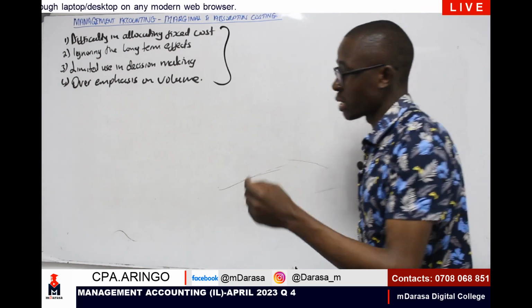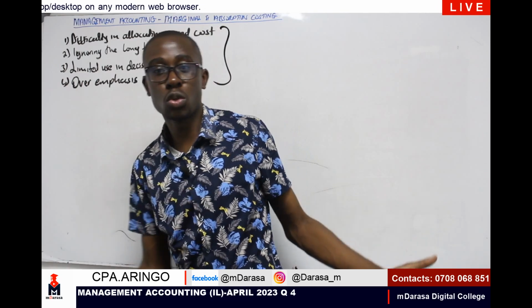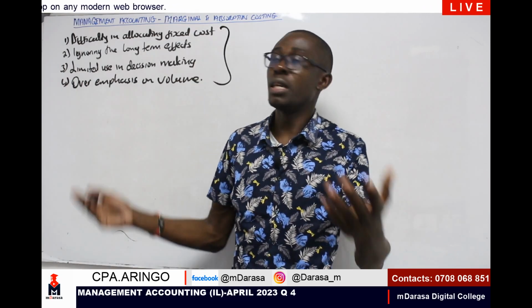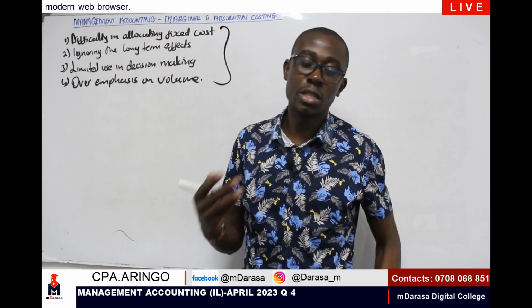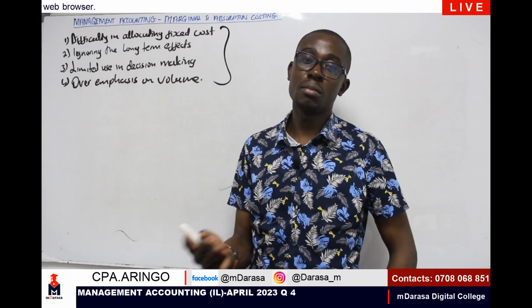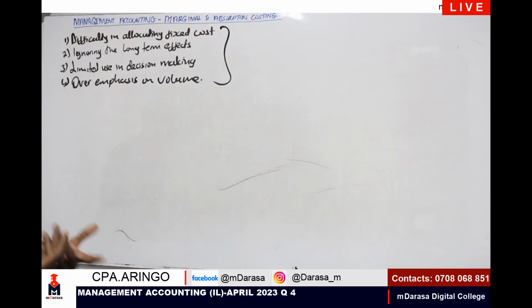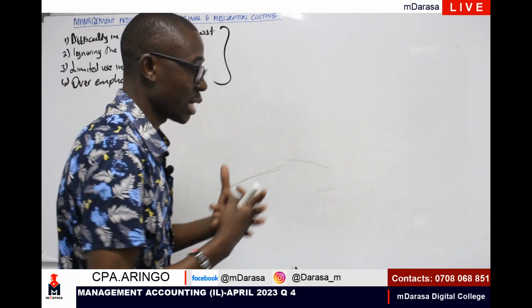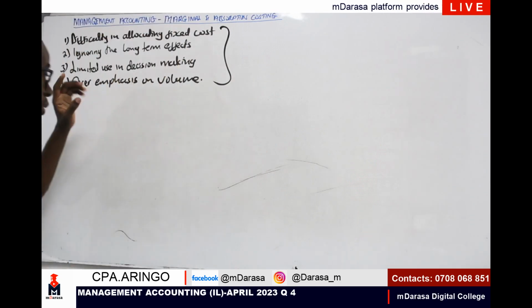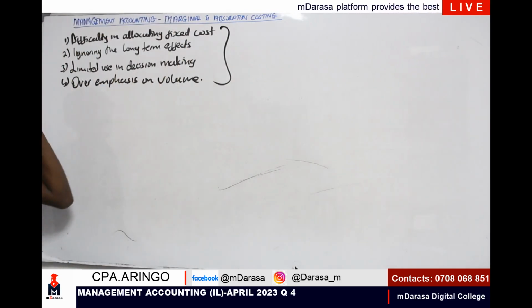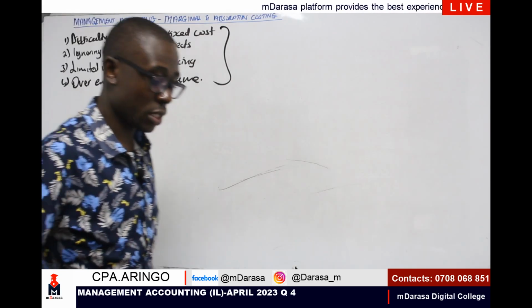Probably next time they might ask you maybe the limitation of absorption costing, or in this case they could have used the term limitation of direct costing method, which is the same as marginal costing method. So these are some of the things that are at our fingertips because Mwalimu had shared with us some time back. And remember, we have so many points in relation to this.